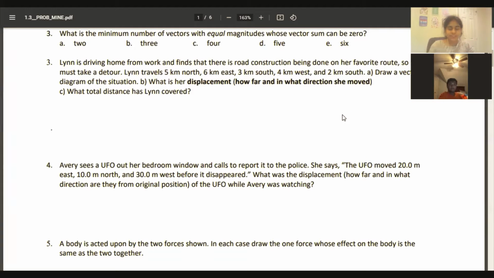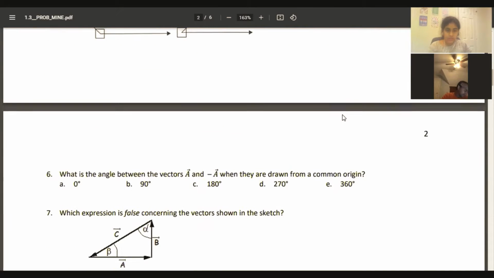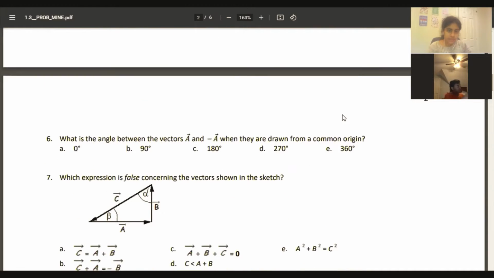Thank you so much, Parth. I got the same answer too. So let's move on to vector addition, which is in question 8.